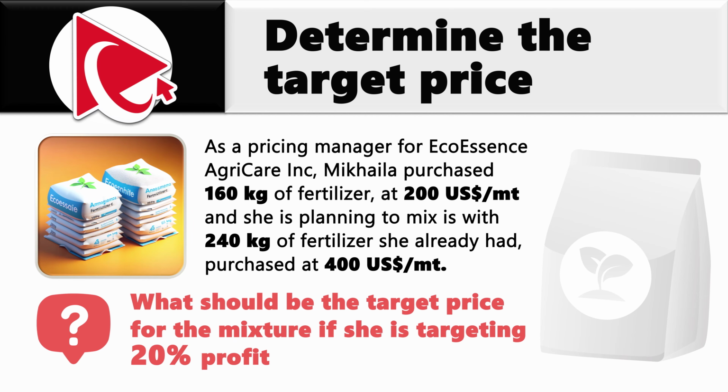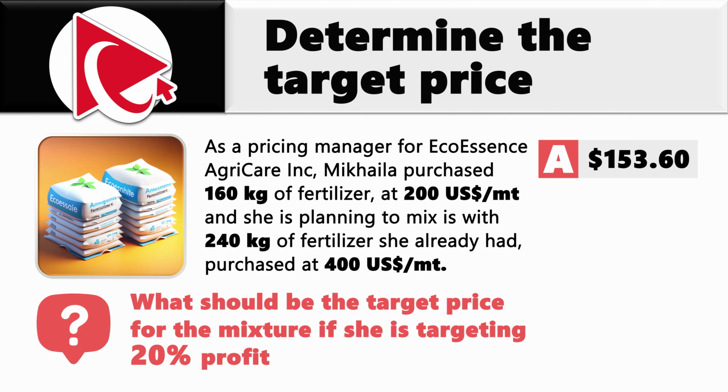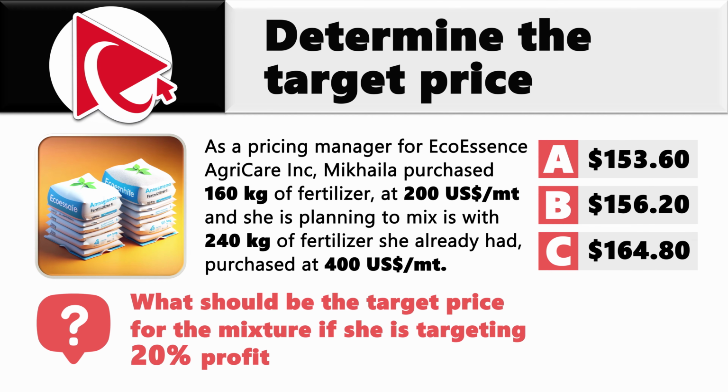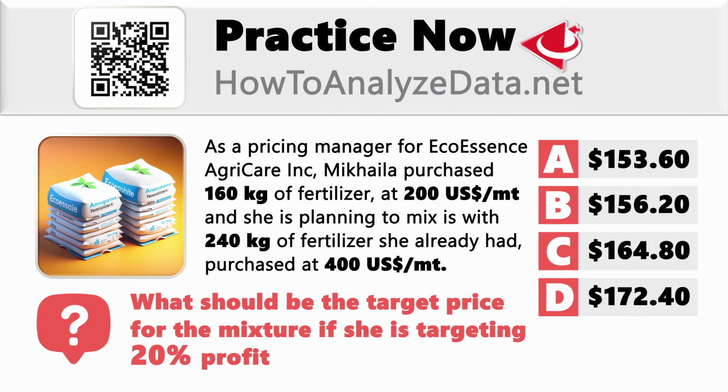You need to calculate and select the final price out of 4 possible choices. Choice A, $153.60. Choice B, $156.20. Choice C, $164.80. And last but not least, choice D, $172.40. Feeling stuck? No worries.